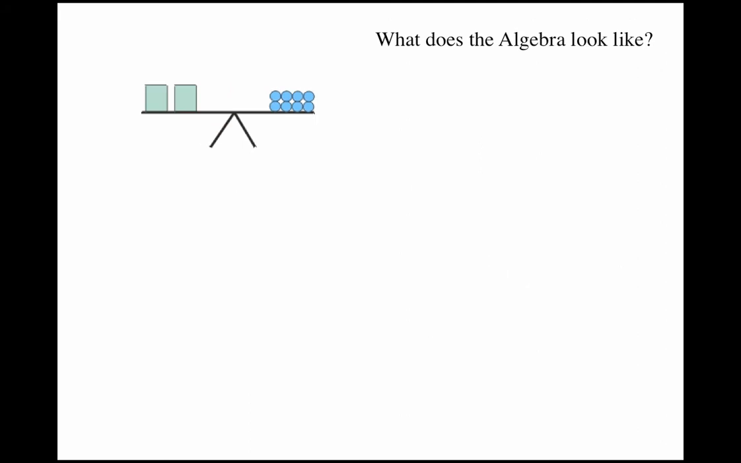So here's an example. We have 2 boxes on the left and 8 marbles on the right. In this case, the equation that goes with this is 2x equals 8. Another thing we can do with balance scales is take half of everything on the left and half of everything on the right. That's the same thing as dividing everything on the left by 2 and everything on the right by 2. What that looks like in algebra is 2x over 2 equals 8 over 2.